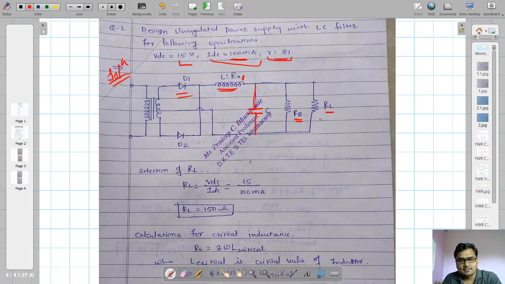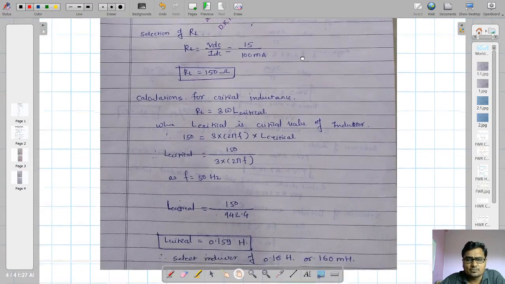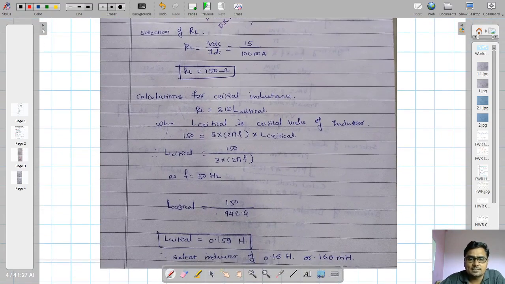So let us start with, first I had circuit diagram. Then what are the given things? Given things are VDC, IDC and the ripple factor. See, same given things are there. Then follow the same process. First calculate the value of load resistor. That is, load resistor means what? Load voltage divided by load current. Now look at this, 15 volt is the load voltage, load current is 100 milliampere, so I am getting 150 ohm is the value of load resistor.